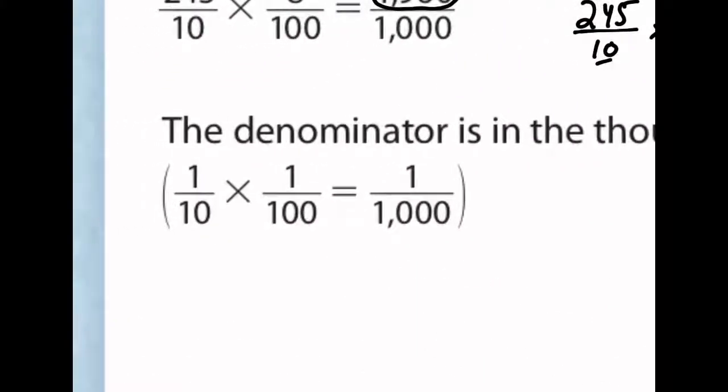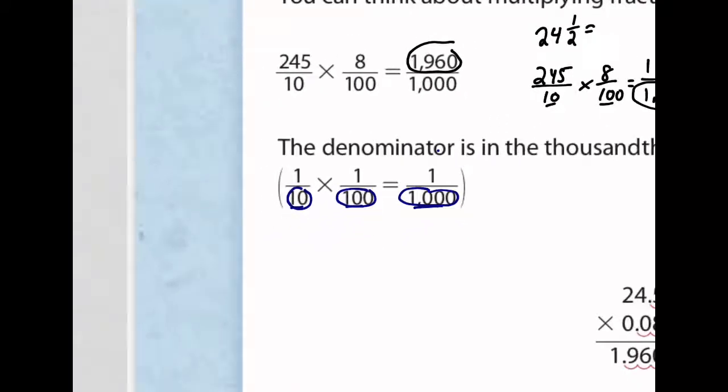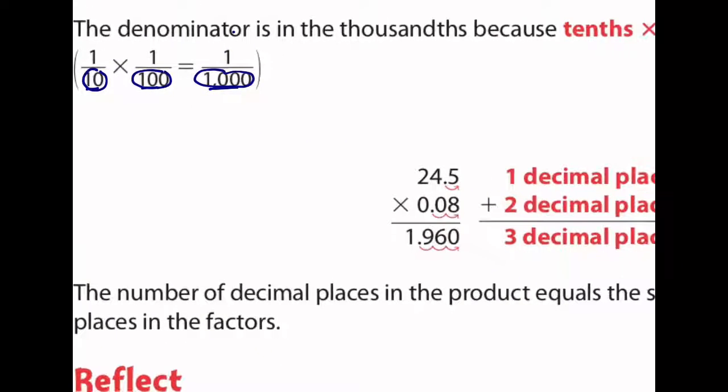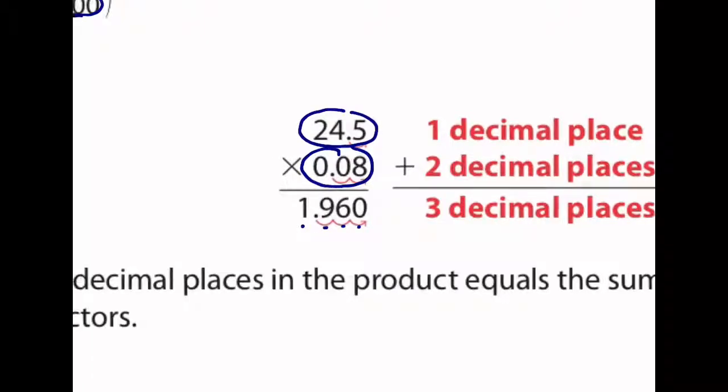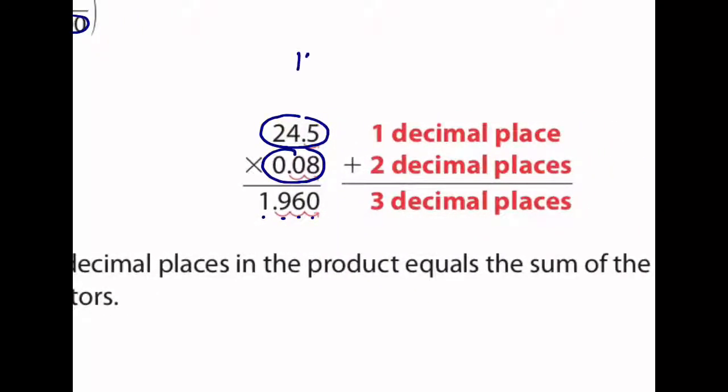Now, here it says the denominator is in the thousandths place because tenths times hundredths equals thousandths. Let me show you that. If you multiply 10 times 100, you get 1,000, right? So tenths times hundredths equals thousandths. Now, down here, when you're multiplying your decimals, notice here they do 24.5 times 0.08. You get the digits 1960. So, remember, tenths times hundredths equals thousandths.